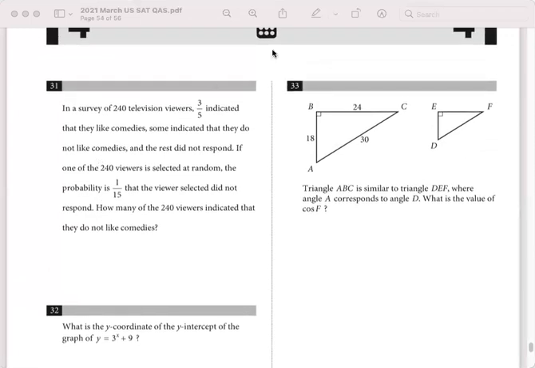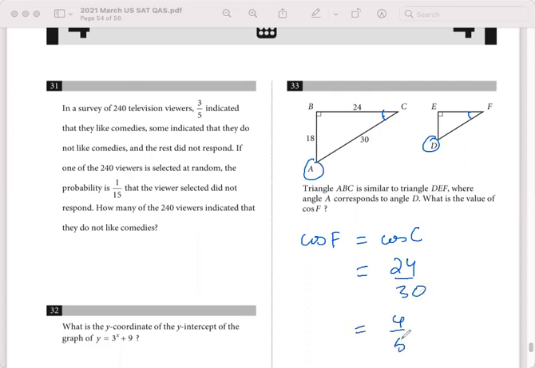Right, let's go to this. Triangle ABC is similar to triangle DEF, where angle A corresponds to angle D. Okay, what is the value of cos F? So basically F is the same as C, right? So cos F is equal to cos C, and cos C will be base over hypotenuse, which will be 24 by 30, which is 4 by 5. So cos F is also 4 by 5.